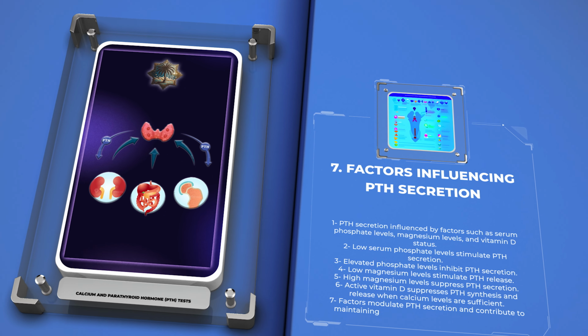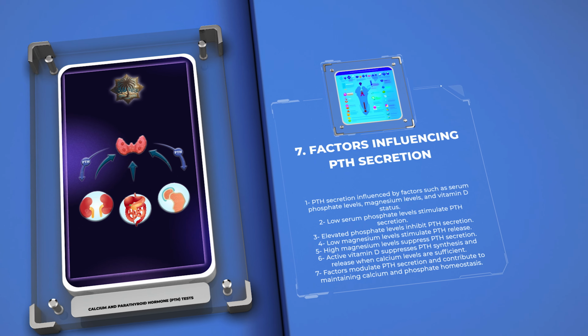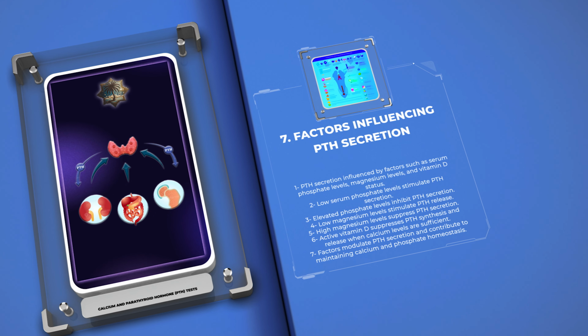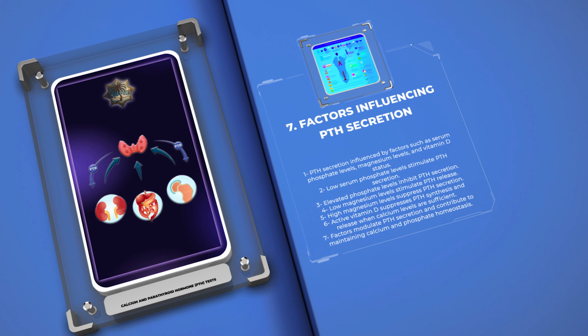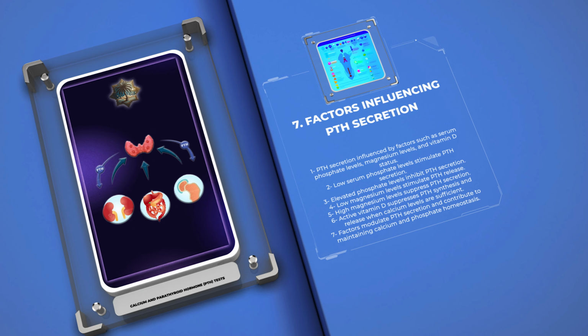Some of these factors include serum phosphate levels, magnesium levels, and vitamin D status. Low serum phosphate levels, also known as hypophosphatemia, stimulate PTH secretion.